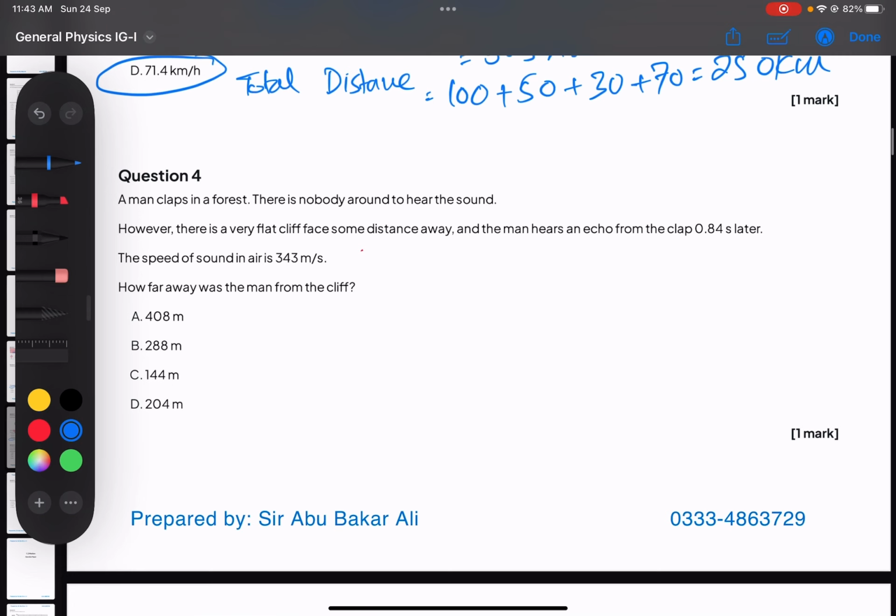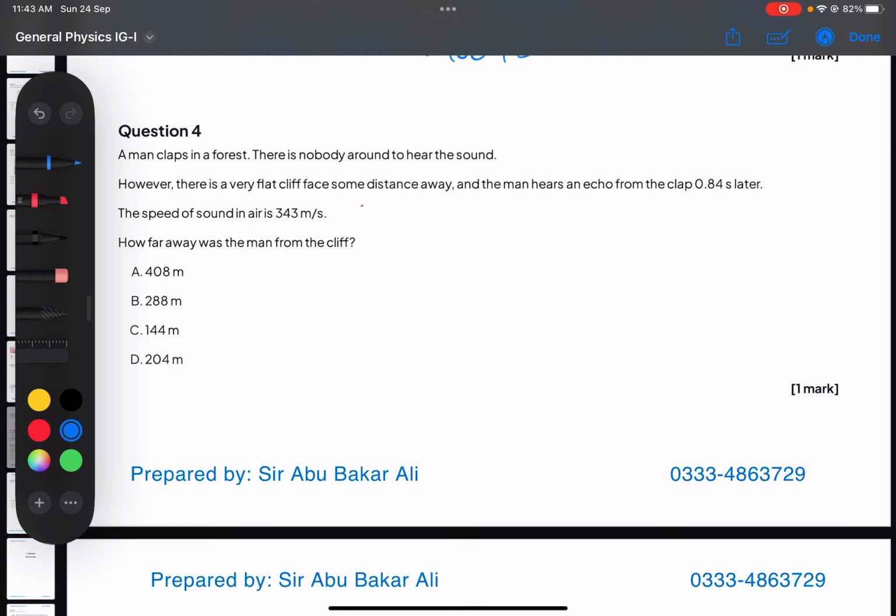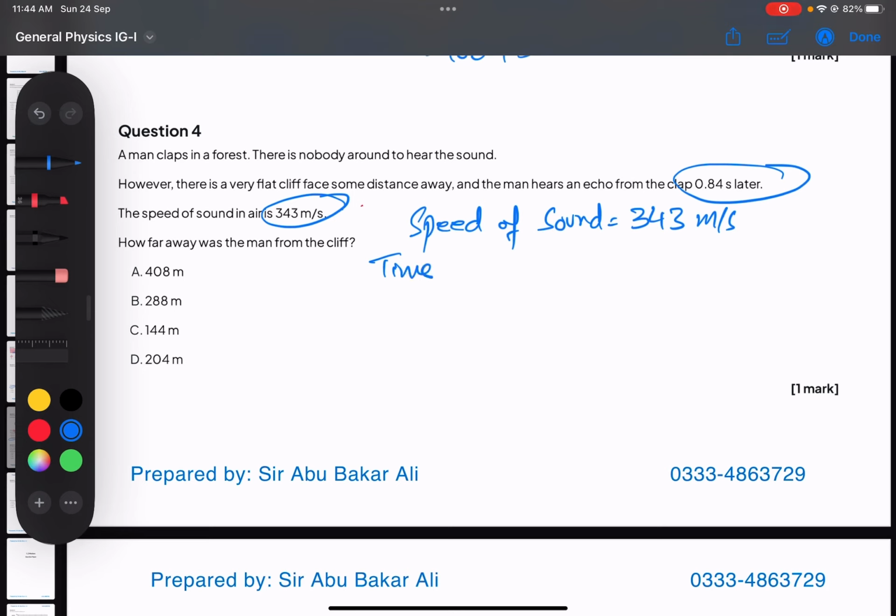Question number 4. A man claps in a forest. There is nobody around to hear the sound. However, there is a very flat cliff face some distance away, and the man hears an echo from the clap 0.84 seconds later. The speed of sound in air is 343. How far away was the man from the cliff? Okay, so we have a speed of sound, that is 343 meter per second. We have a time taken by sound, that is equal to 0.84 seconds.